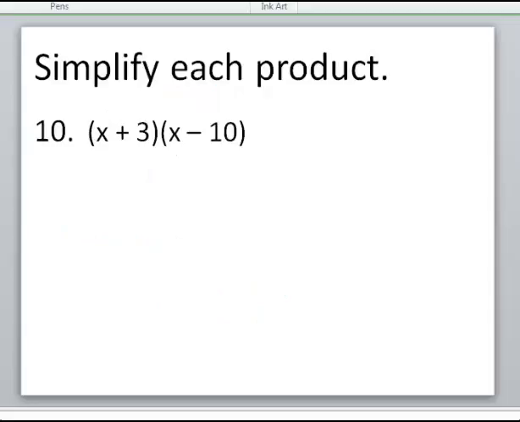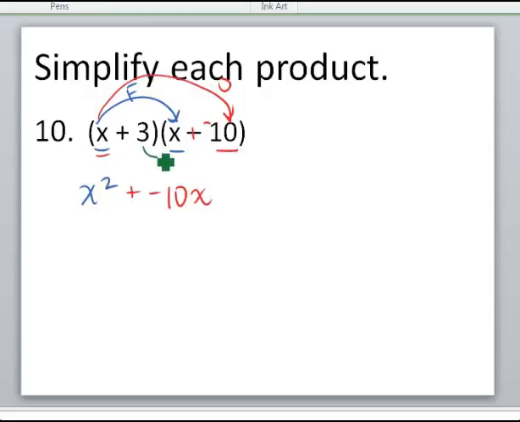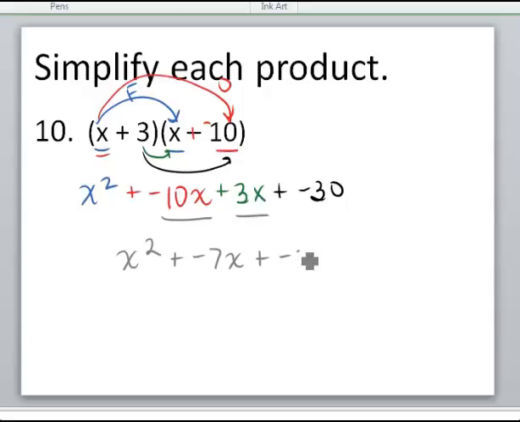On the next example, I'll go ahead and use the colors again. Here's my first terms. First times first is x squared. My outer terms, x times -10 is -10x. Inner terms, 3 times x is 3x. And then my last terms, 3 times -10 is -30. Combine my like terms together, I end up getting x squared, -10 and +3 is -7x, and then plus -30.